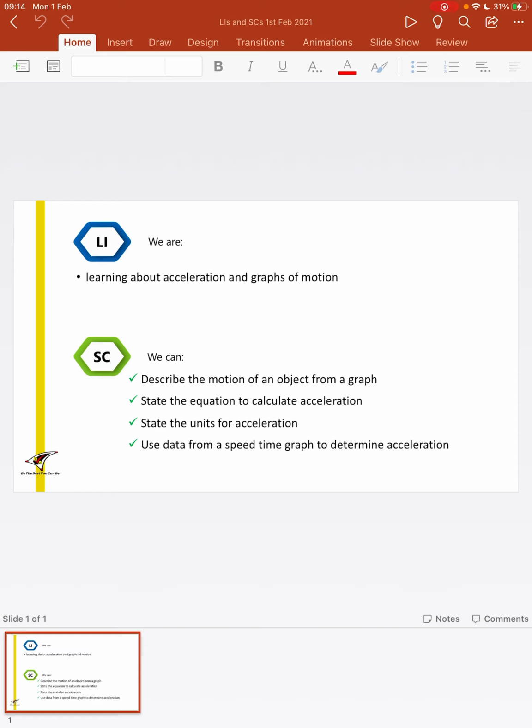This will allow us to determine values for positive acceleration, where an object increases its speed and you end up with a positive final answer. And it will also allow us to determine values for negative acceleration, where an object decreases its speed and you end up with a negative final answer.